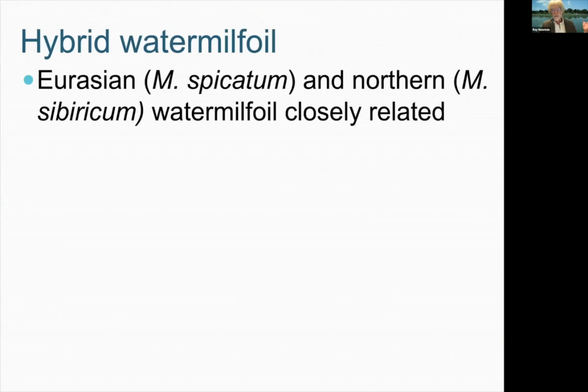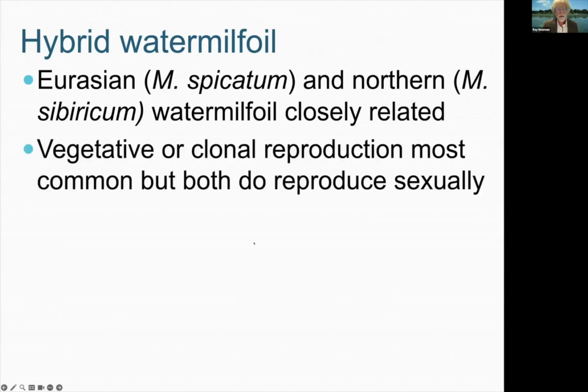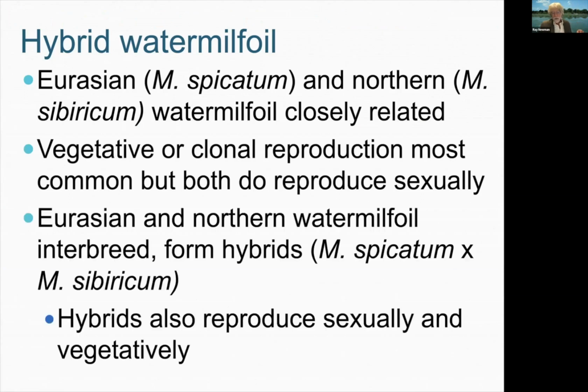These are both closely related. Actually, there was a while in the 50s when they thought one was a subspecies of the other in the same species group. They both reproduce vegetatively, or clonally. That's the most common way of them reproducing and spreading, but they can also reproduce sexually. Because they're closely related, they can interbreed and form hybrids. And that's a hybrid between the invasive Myriophyllum spicatum and the native Myriophyllum sibericum.